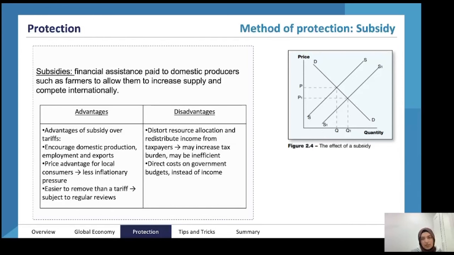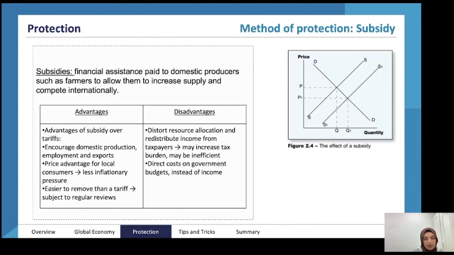There are many advantages and disadvantages to this, and we can see the subsidy diagram here of the effect of a subsidy in terms of what happens to quantity and what happens to price as well. In terms of advantages, the advantages of a subsidy over a tariff include encouraging domestic production, employment, and exports. So, of course, this is going to help domestic businesses. They're going to be able to afford more things because now they're getting assistance. And so they're going to have a spike in employment. They're going to need more people to work for them, etc. And they're going to be able to sell more overseas as well. So that will end up improving our terms of trade.